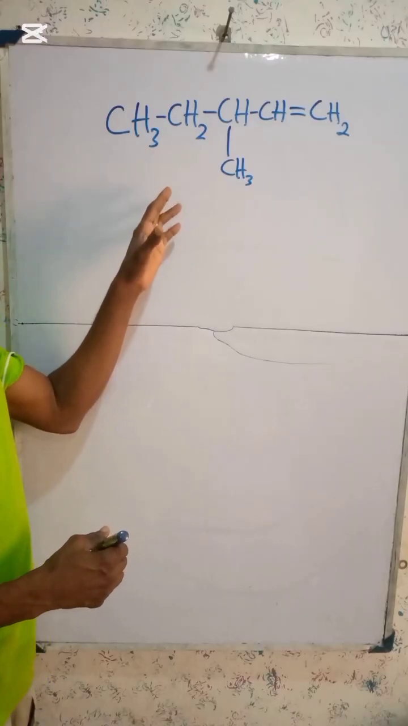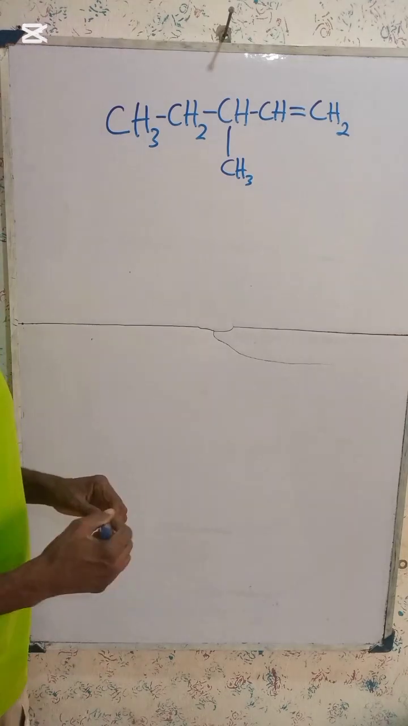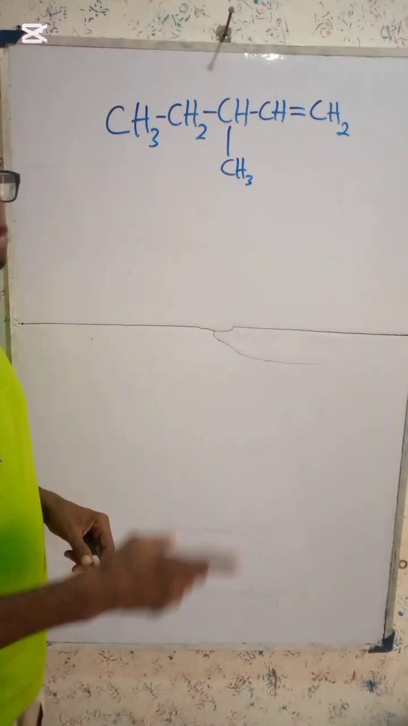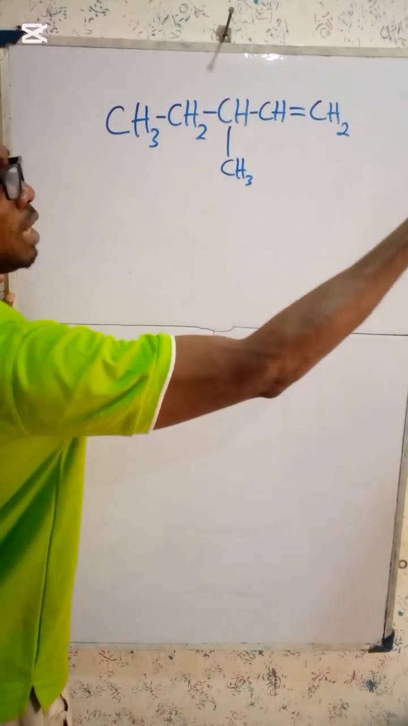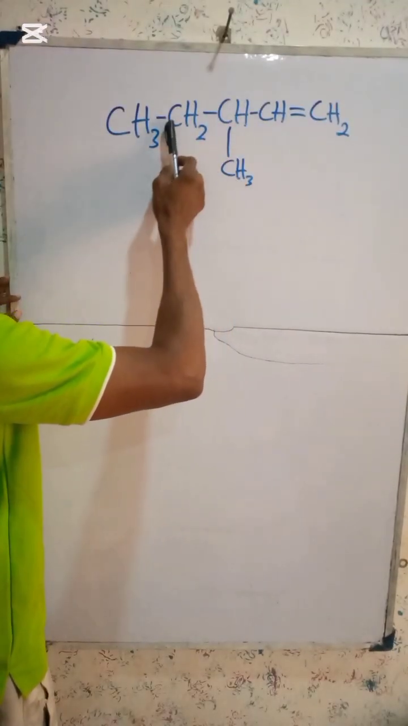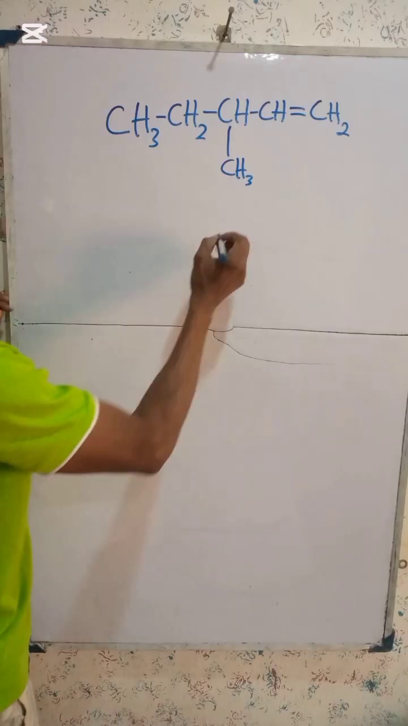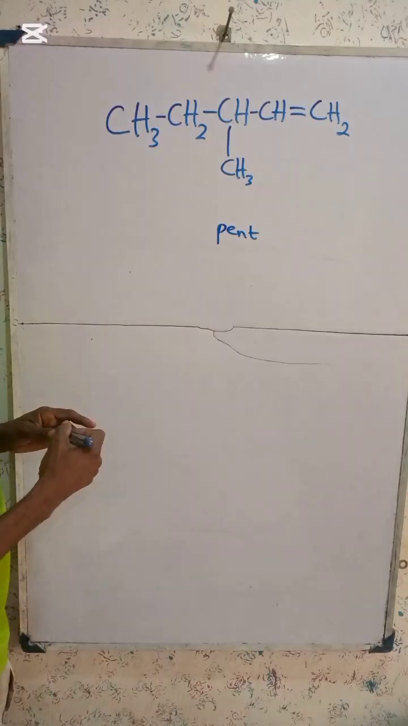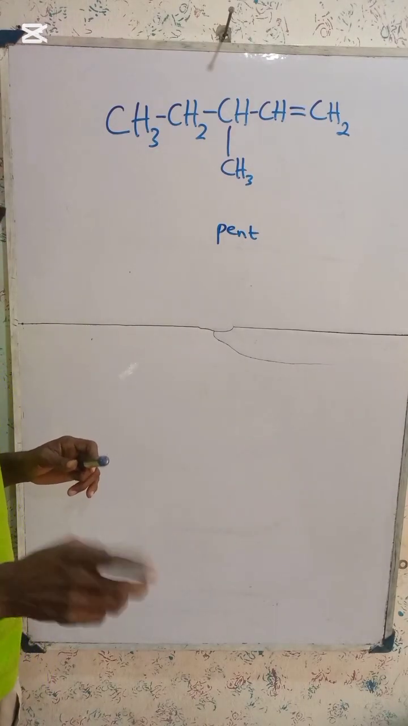In a condensed form. Now, the first thing you do to get it right is get the longest C chain, the longest carbon chain. Let's count it from the left to the right. We have 1, 2, 3, 4, 5, and when it's 5, it means it's Pent. Here, 1 is Meth, 2 Eth, 3 Prop, 4 But, 5 Pent.